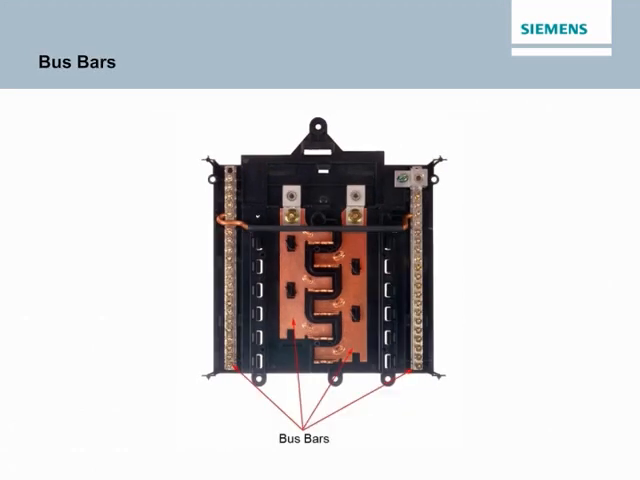A bus bar serves as a common connection for two or more circuits. In a load center, bus bars are used to make it easy to connect circuit breakers to service conductors and load wiring. Siemens load center bus bars are made of copper or aluminum.